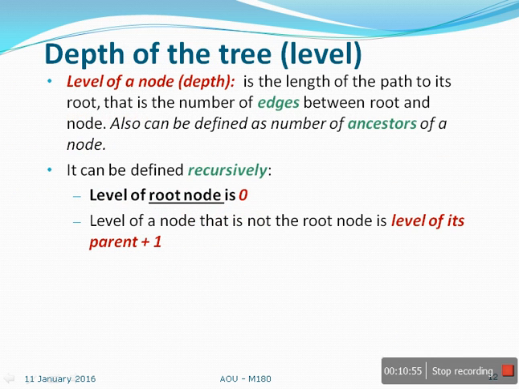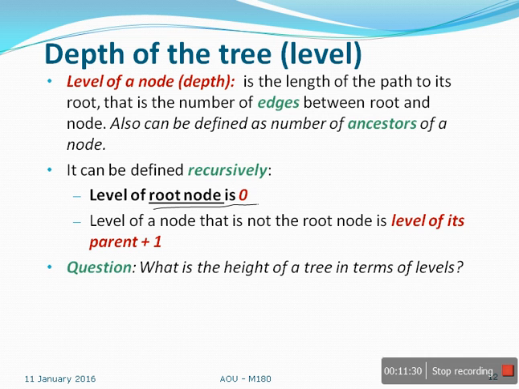Then the level of a node, that is called the depth of a node, is the length of the path to its root. That is, the number of edges from the node to the root is called the depth of the node, also called the level of the node. So the level of the root node is 0, because it does not have a parent, it is a root itself. And the level of a node that is not a root is the level of its parent plus 1.